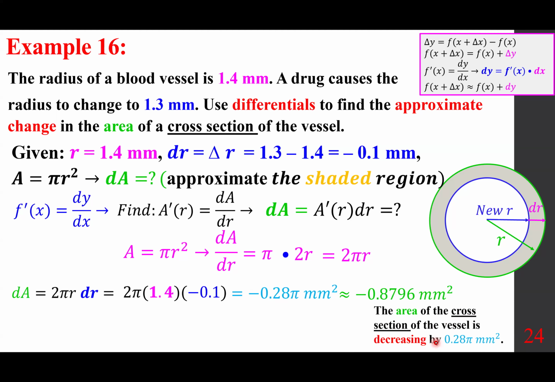Can we find the exact area? The exact area is delta A, the change in the area, which means calculate the area for the smaller one, pi r squared, pi times 1.3 squared. Calculate the area for the bigger one, pi r squared, pi times 1.4 squared, and take their difference. So I have factored out the pi times 1.3 squared minus 1.4 squared, and that's exactly negative 0.27 pi millimeters squared, which is very close. So this is an exact answer. This is an approximation, and they are very close.